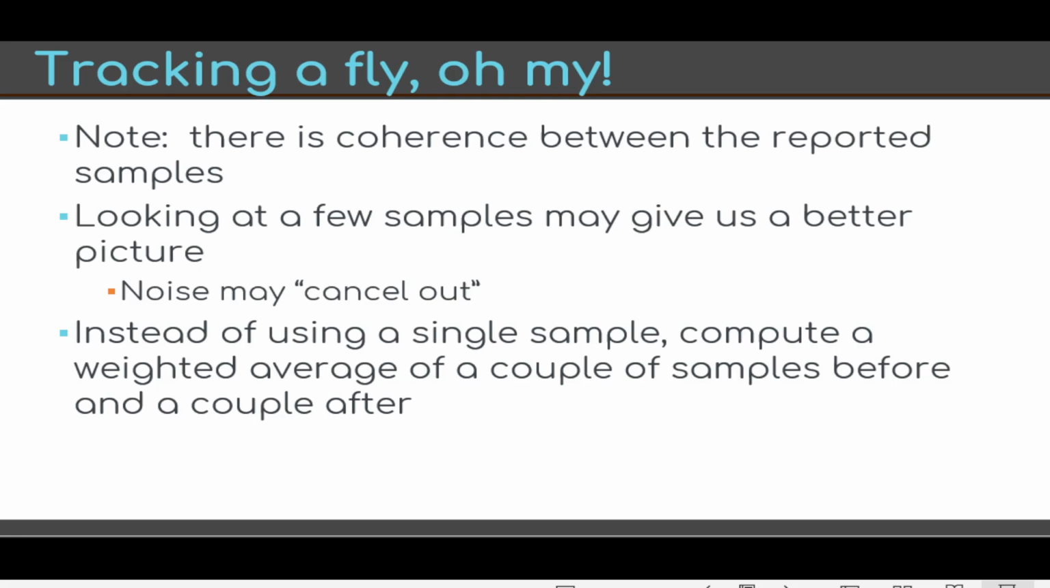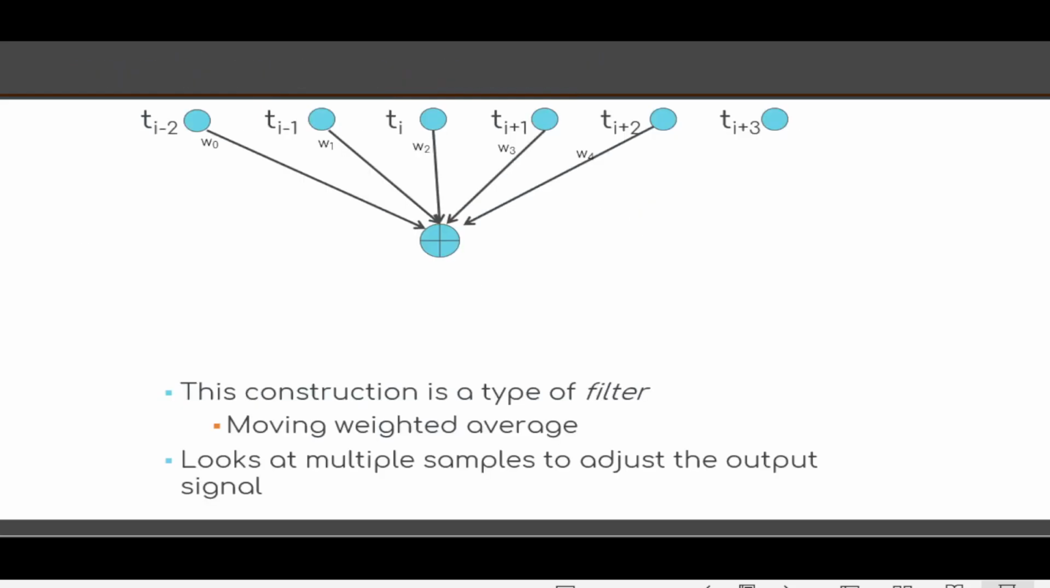So instead of a single sample, we want to compute a weighted average of a couple of samples, and a couple after that, and a couple after that, to see where that movement is, where that coherence is broken. This type of reconstruction is called a filter. If you look at the t values at the top, consider each one of those an image at a time. Ti is the right now image. T minus 1, T minus 2 are 1 frame and 2 frames ago. T plus 1, plus 2, plus 3 are 1, 2, and 3 frames in the future.